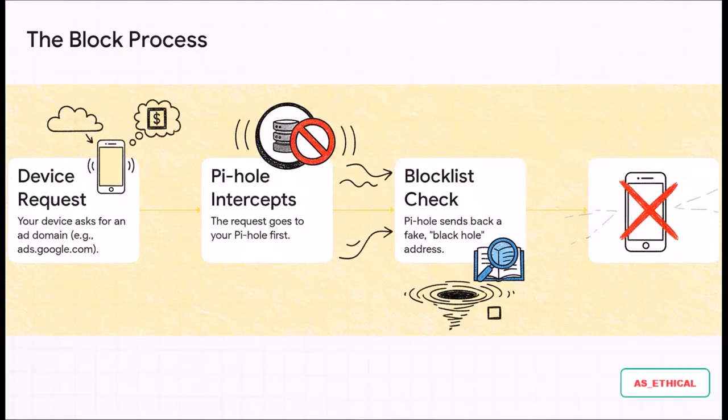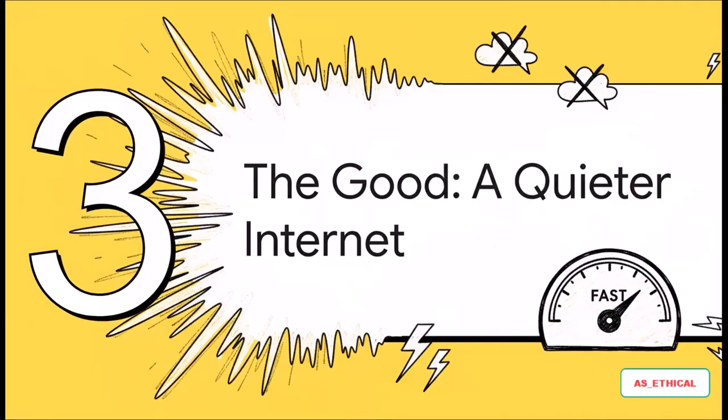Let's walk through it step by step. Say your phone tries to load an ad from a domain like ads.google.com. Okay? But instead of that request going out to the internet, it gets sent to your Pi-hole first. The Pi-hole looks at its block list, sees that domain, and basically lies to your phone. It sends back a fake address, pretty much telling your phone, nope, doesn't exist, and boom, the ad just never loads. And when you get this all up and running, the results could be, well, pretty amazing.